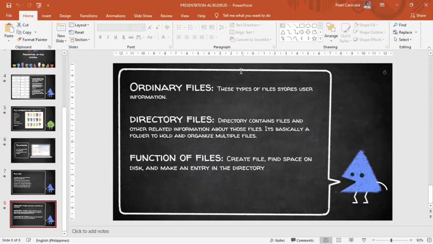Functions of a file. Create a file, find space on disk, and make an entry in the directory. Write to a file requires positioning within the file.